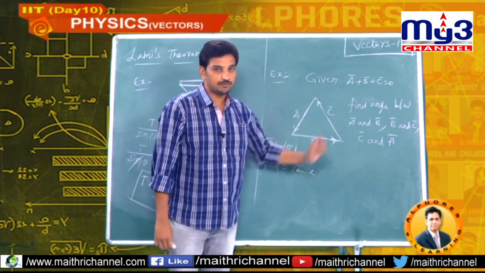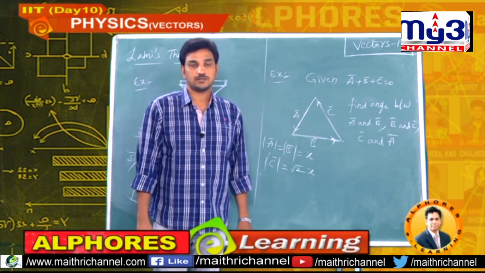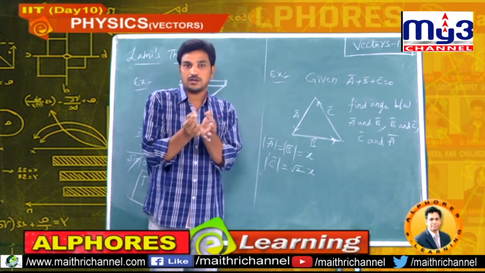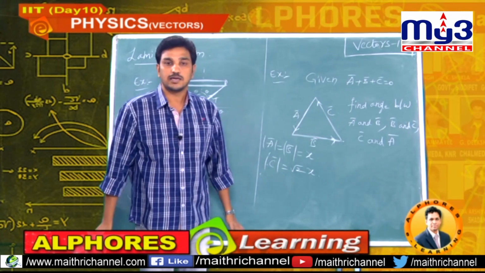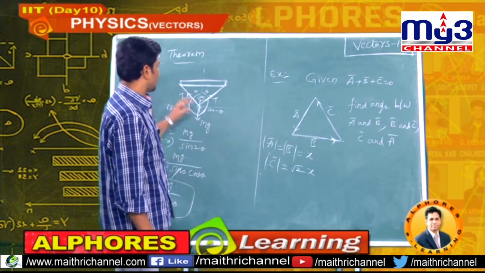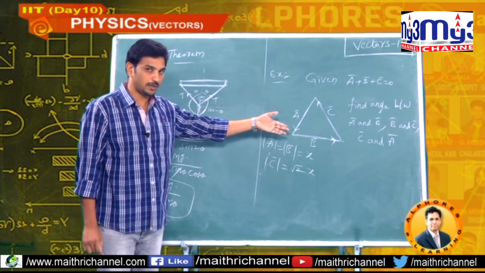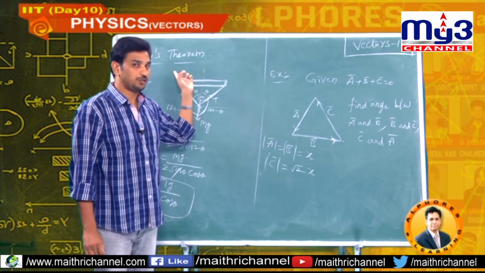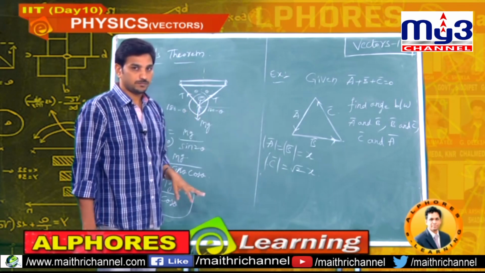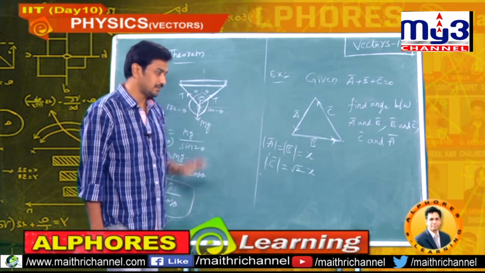How to find the angle between two vectors? When you want to observe the angle between two vectors, join the two tails of the vectors and try to calculate the angle. That is the angle between two vectors. Now again, I am trying to use Lami's theorem. Without using Lami's theorem also we can solve it, but our logic is we should apply Lami's theorem. By using Lami's theorem, how we are going to solve this question, we are seeing that.